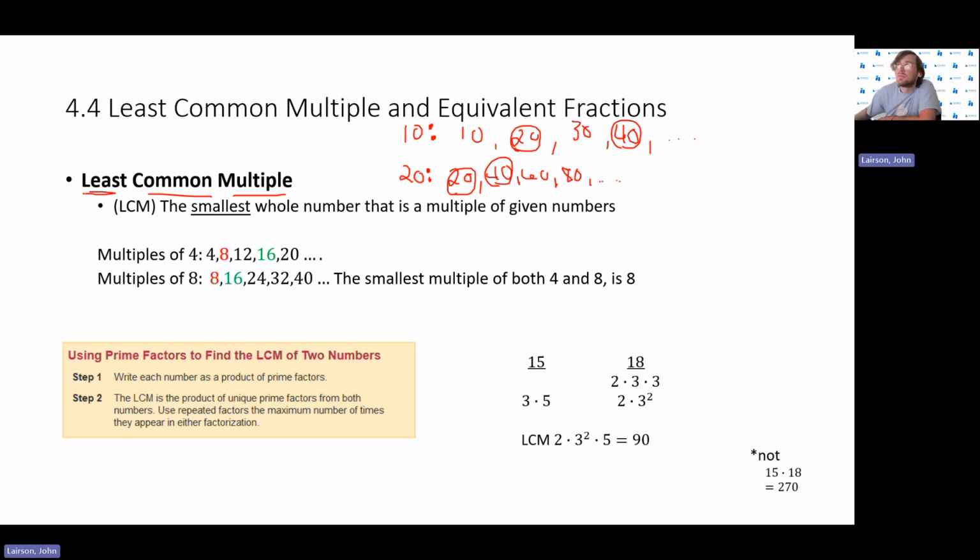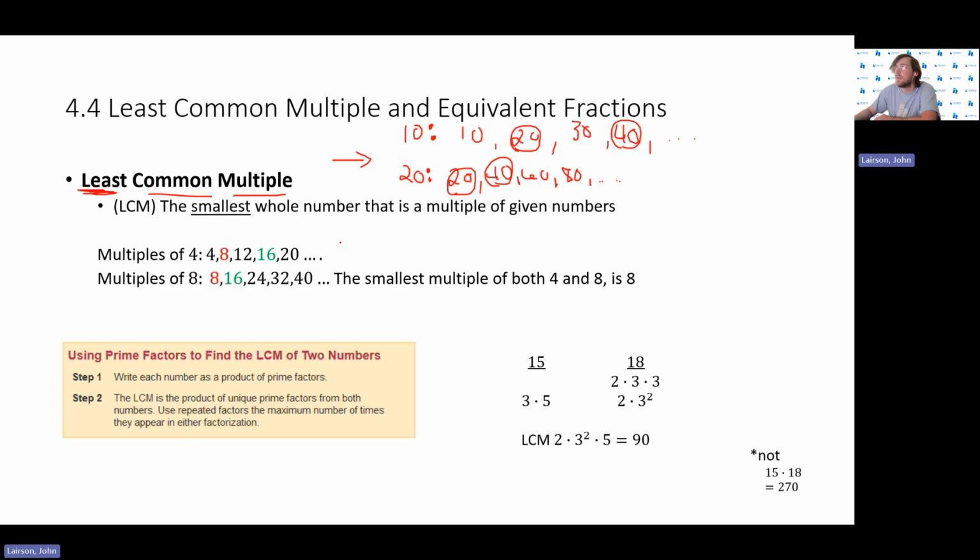Least common multiple. Adding the last word into here, this is the smallest of the common multiples. So in this random example I made up here, the 10s and 20s, the least common multiple is 20. It's the smallest number that shows up in both lists. 40, 60 is going to show up in both lists, but that's bigger than 20. It's the smallest number, the least common multiple.